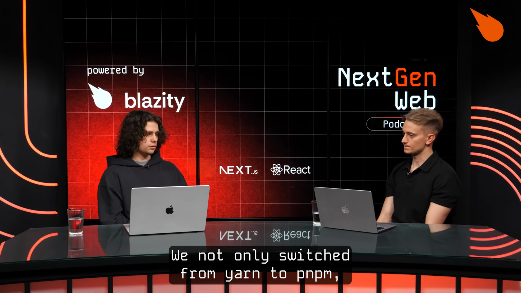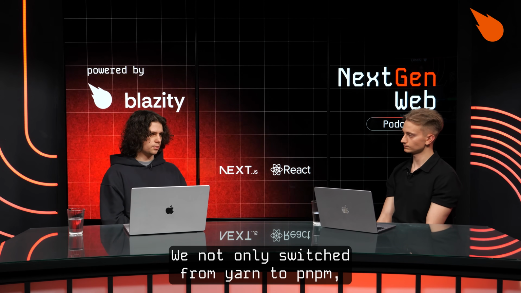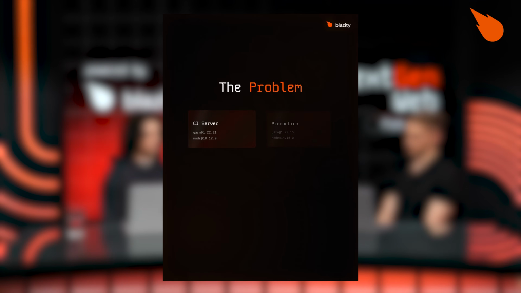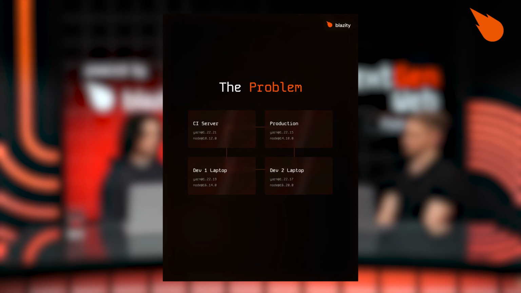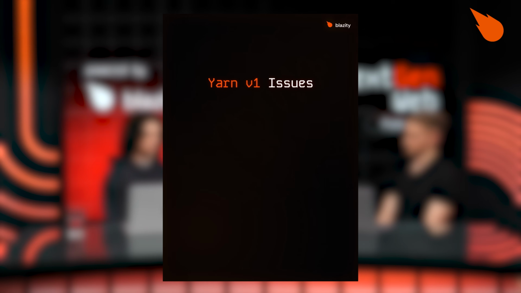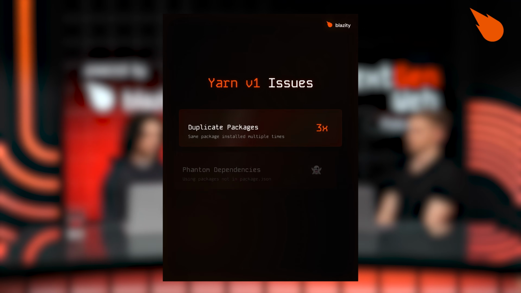And we not only switched from Yarn to pnpm, but also we started using Corepack. And Corepack is a technology that is built in with the latest Node.js versions that ensures the package manager is in the same version on every computer of the team.